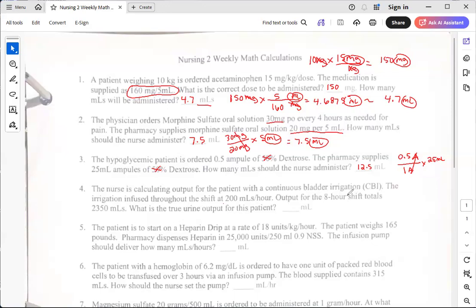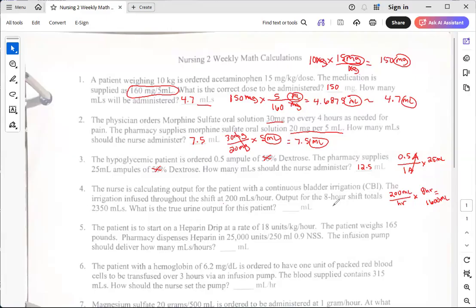So that's interesting. This is a question that I'm unfamiliar with, but I'm going to give you my best guess estimate. It says that they're getting this continuous bladder irrigation, so it sounds to me like they're flushing out the bladder at 200 milliliters per hour. What I would probably want to figure out is how much that is liquid wise. So 200 milliliters per hour over 8 hours is going to equal 1,600 milliliters. And then you can see the output is 2,350.